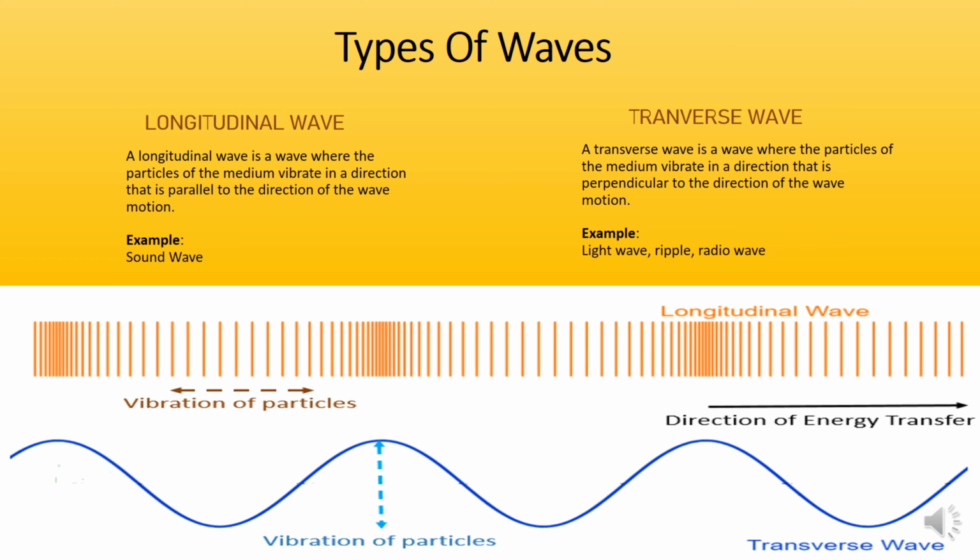Next is transverse wave. So what is the meaning of transverse wave? It is a wave where the particles of the medium vibrate in a direction that is perpendicular to the direction of wave motion. We'll look at this graph below. So the direction of energy is from here to the right, while the vibration of the particles is up and down. It's perpendicular. So the examples are light wave, ripple, and radio wave.